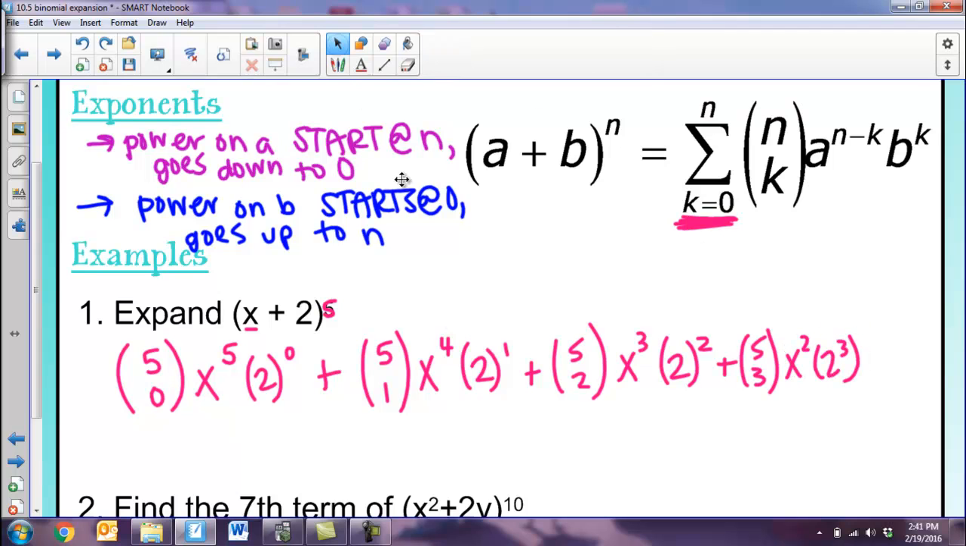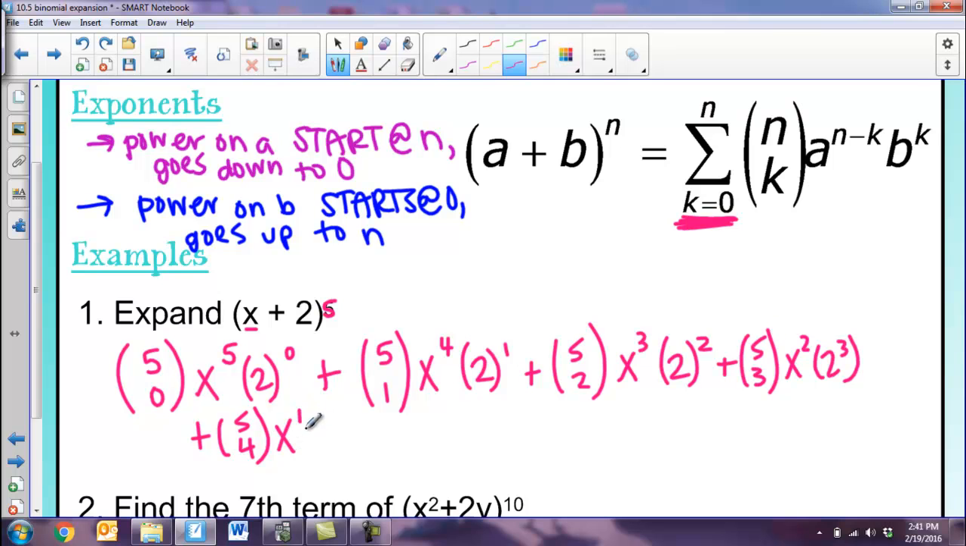I'm going to run out of space. So rude. Aw, it's only moving a little bit. I'll just move on to the second line. Okay, so I have 5, choose 4 would be my next term, and then I'd have my x go down to just the first power, then 2 would be raised to the fourth power, and then finally my last one, my numbers should match. It should be 5 and 5, and then I'd have x to the 0 power, which we know is 1, and then we'd have 2 to the fifth power.